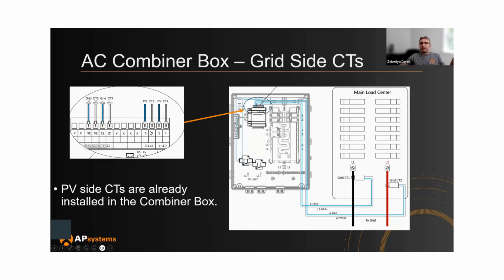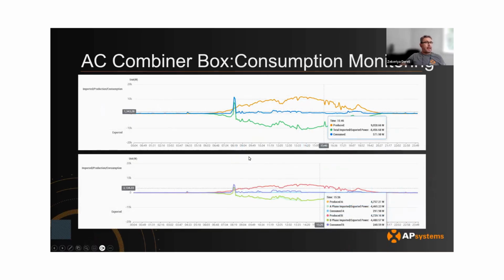They have the labels showing where you land them. It's already labeled. So these are the grid CTs. You're going to be connecting these wires right there. And then you will get this data. It shows you the PV production, how much you're importing or exporting, and what the building consumption is in this graph. And it is revenue grade because the AC combiner box has this chip meter. It's a revenue grade meter.